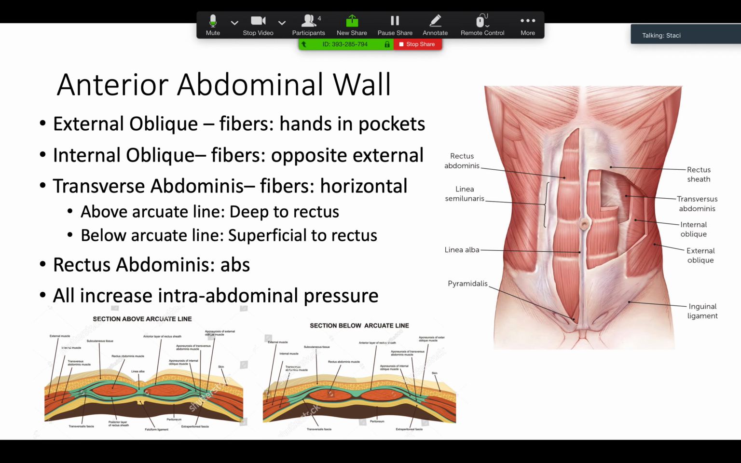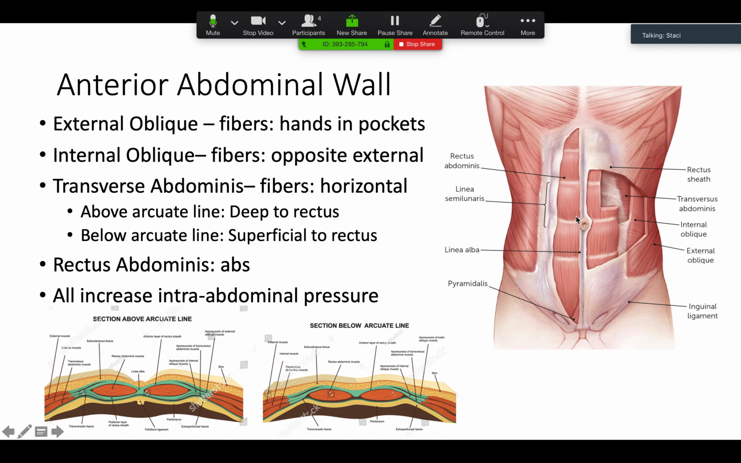Okay, so our abdominal wall. Just like we had talked about in the thorax, these are the same orientation of fibers. So the external obliques are those hands in pockets. Internal obliques are the opposite. And then transverse abdominis, transverse really means parallel with the ground, that just goes across. So those fibers are horizontal.